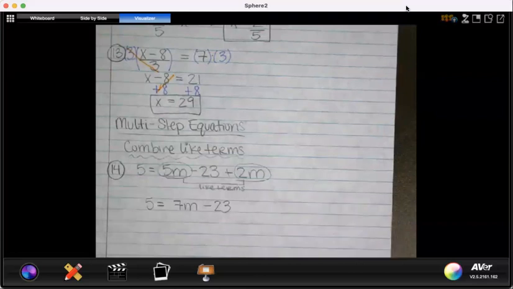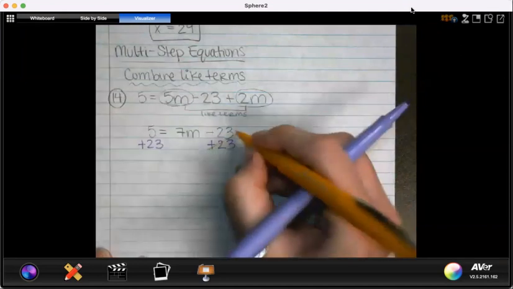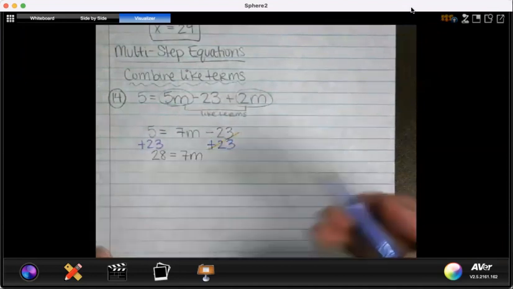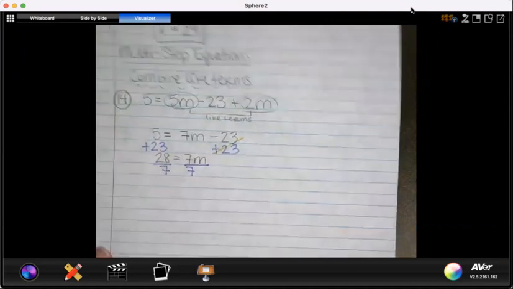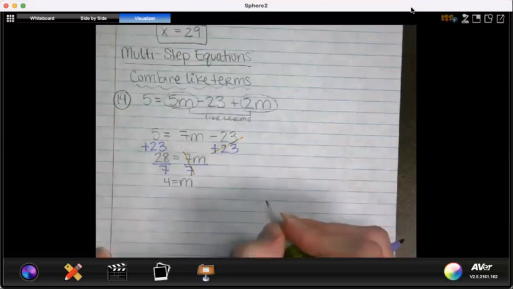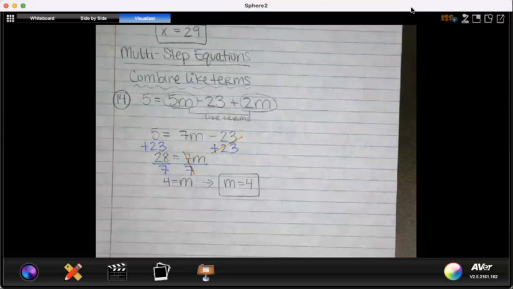Now that we've done that first process, we can simplify using our two-step process. From here, go ahead and solve the remainder of this problem. Hopefully, the next step you worked with was adding 23 to both sides, which is 28 equals 7m. From here, we would divide by 7, which would leave me with 4 equals m, or in other words, m equals 4. So once you've combined like terms, everything else is just like all the other two-step problems we have been working to accomplish.